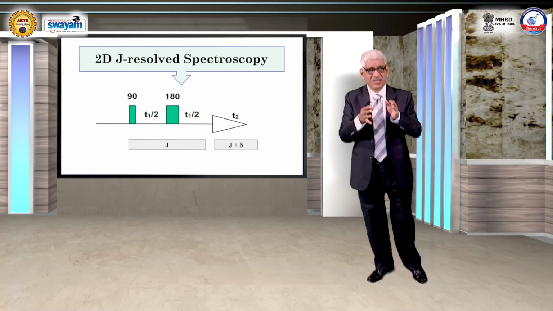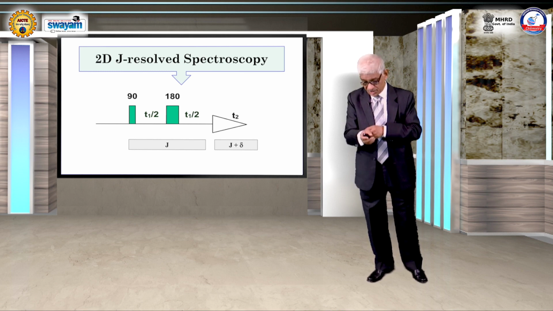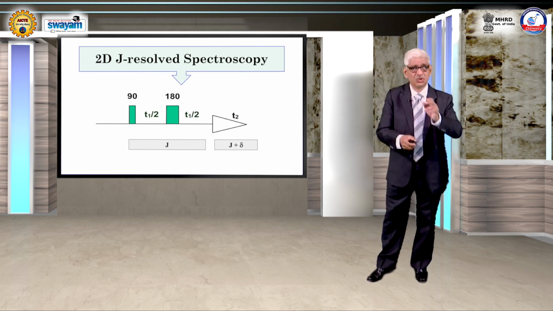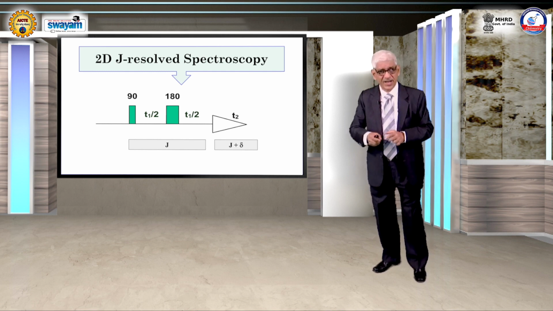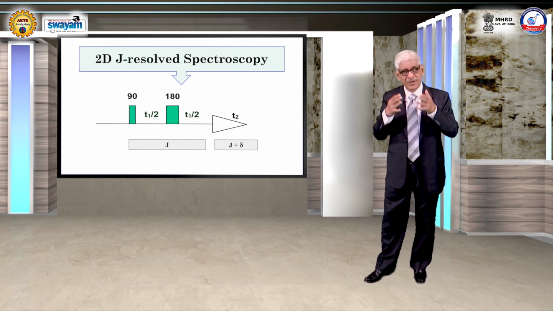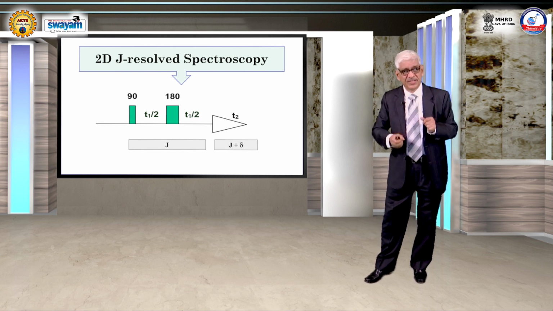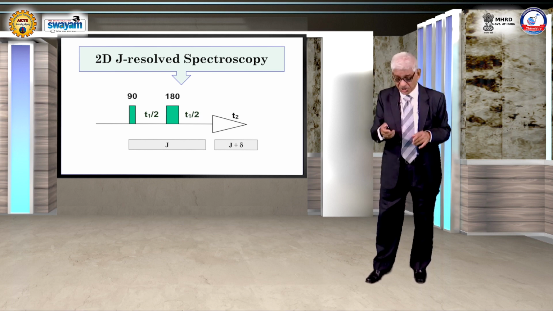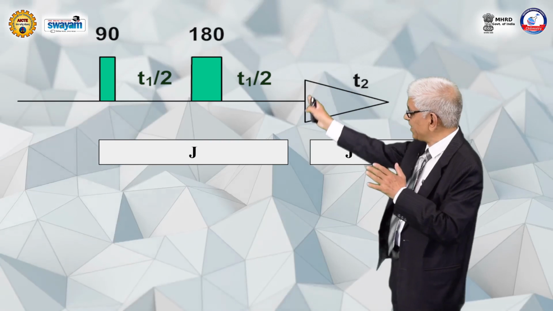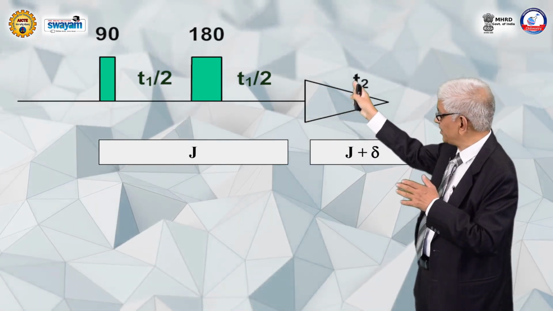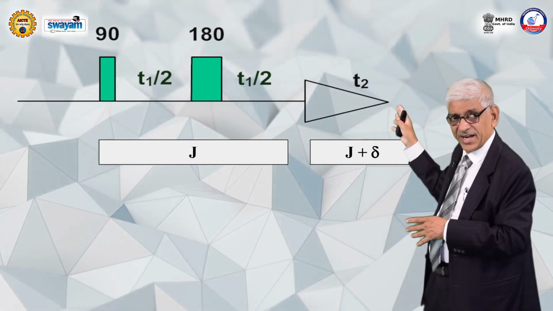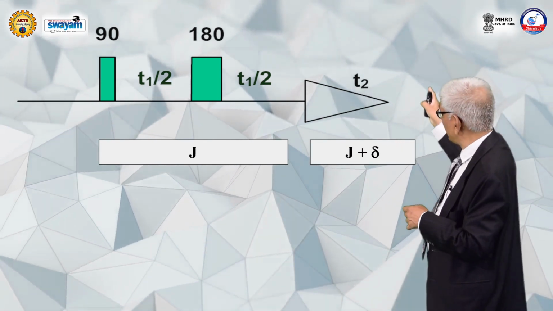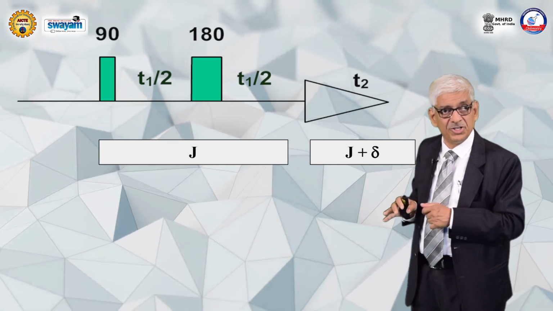So one particular experiment which became very important is the so-called 2D J-resolved spectroscopy. So here in the pulse sequence, now you see, the segmentation of the time axis is done in such a way that you have first a 90-degree pulse, then you have the period t1 by 2, then a 180-degree pulse, then you have again a t1 by 2 period, and you collect the data as a function of time in t2.